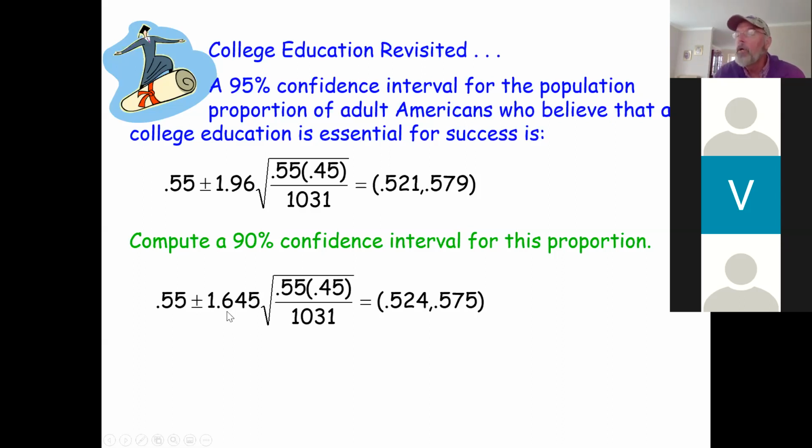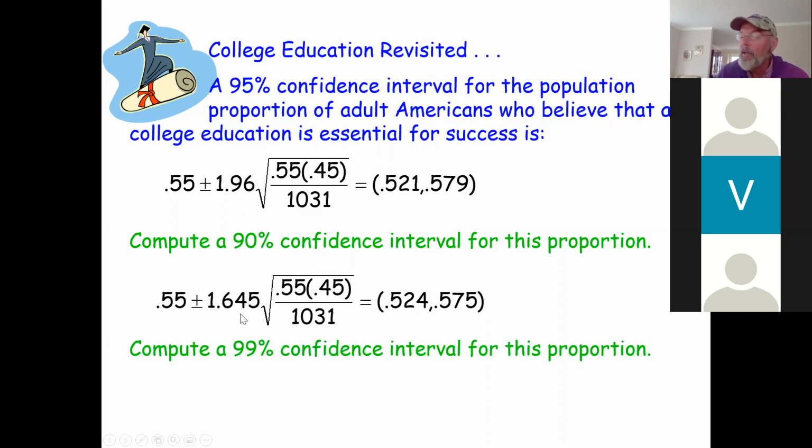Now I'm going to ask you, does the confidence interval for 90% get wider or more narrow? More narrow, okay? And that's based on changing this value to this value right here. And of course, if you had a 99% confidence interval, what would happen? It would get wider, okay?